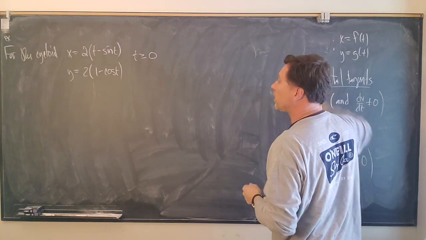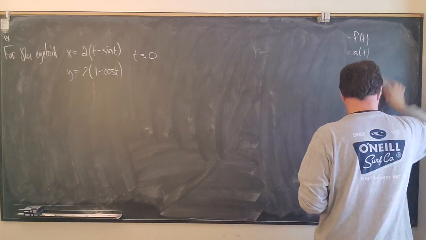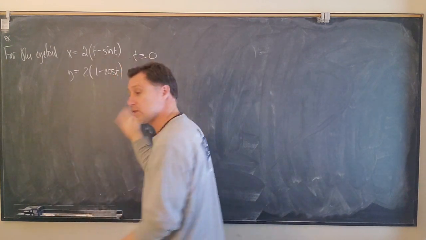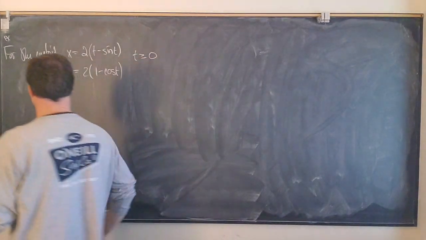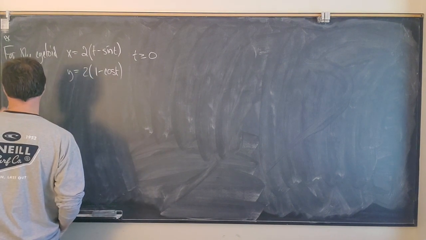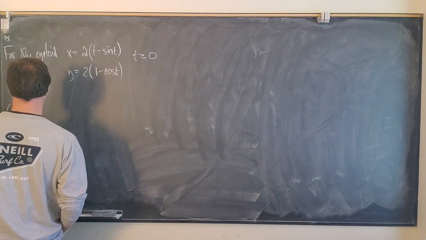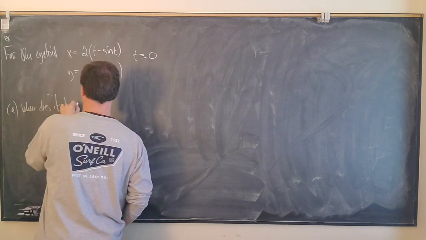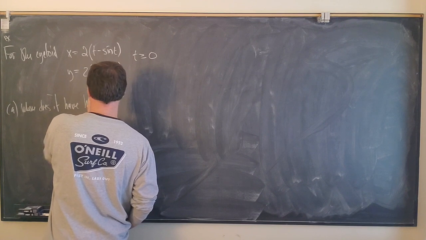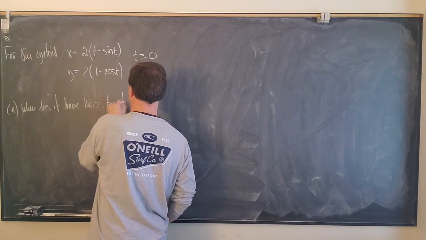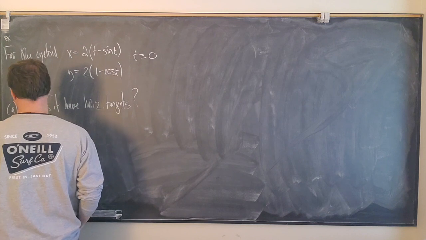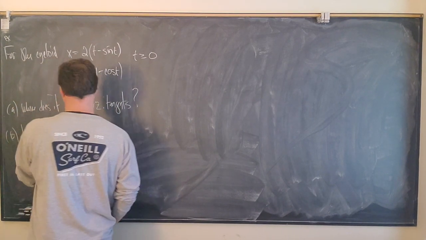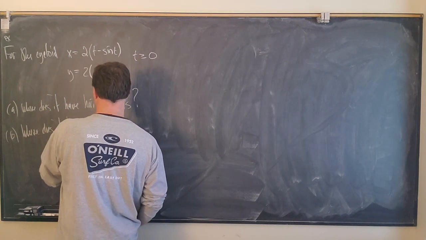So in this case, we're going to take a wheel of radius 2, roll it, and what I want to do, I like to find where it has horizontal tangents and where it has vertical tangents. So part A, for the cycloid, where does it have horizontal tangents? And then part B, where does it have vertical tangents?